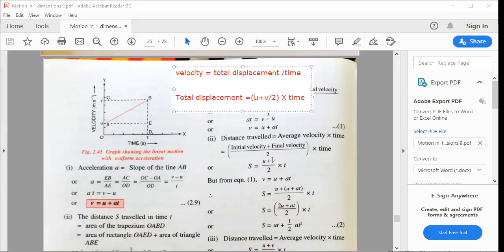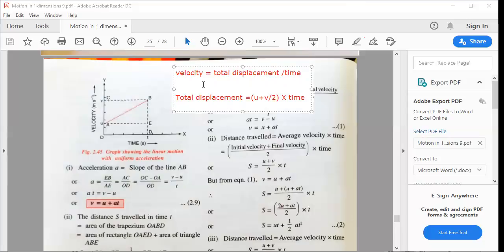Now can I do one thing? In my second equation, if you have observed, we don't have the final velocity. So replace the final velocity, substituting the first equation. The first equation is v is equal to u plus at. So when I substitute u plus at, you will get u plus at upon 2 into t. So it is like 2u plus at upon 2 into t. How do you solve this? Can I do 2u upon 2, the 2 cancels, and you will get 2u.